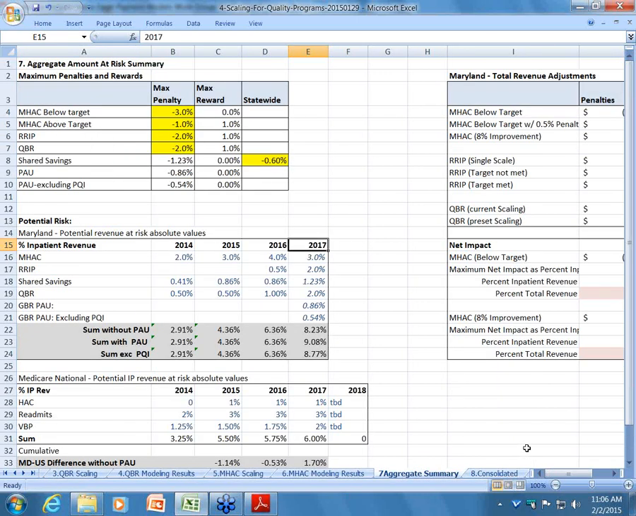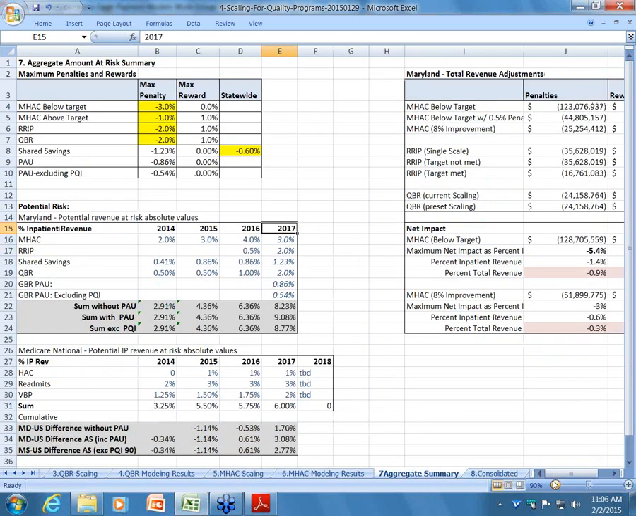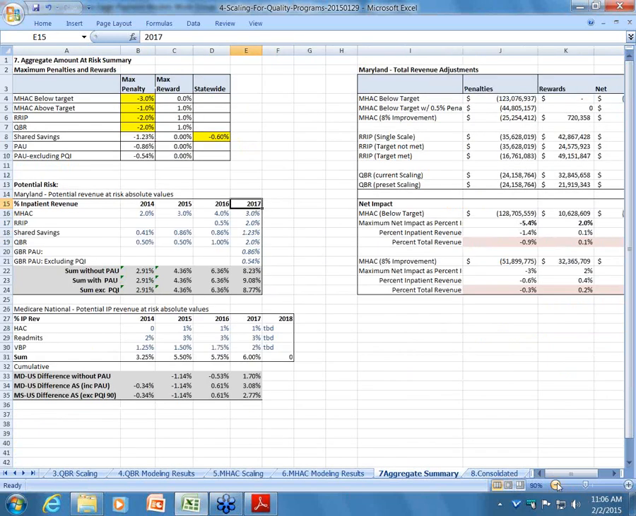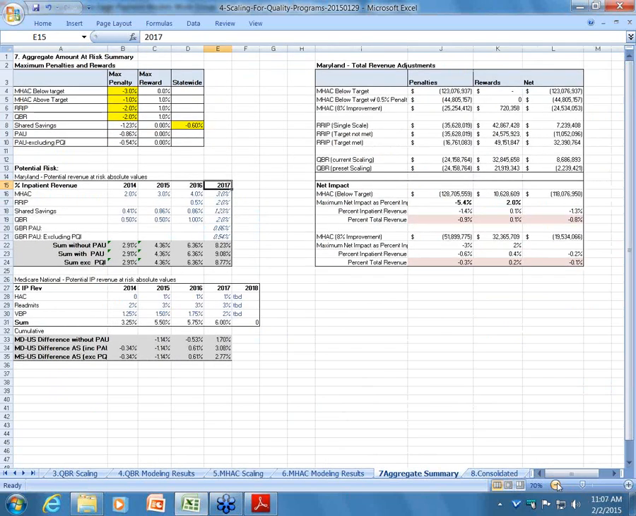For the MHAC, we are proposing to have a 3% maximum penalty. This is a reduction from the 4% from last year, recognizing that we need to focus more on the readmissions since we improved on the MHAC. And for the readmission reduction program, the maximum penalty is at 2%, and the QBR is modeled as 2%. Shared savings, we modeled it as 0.6%.